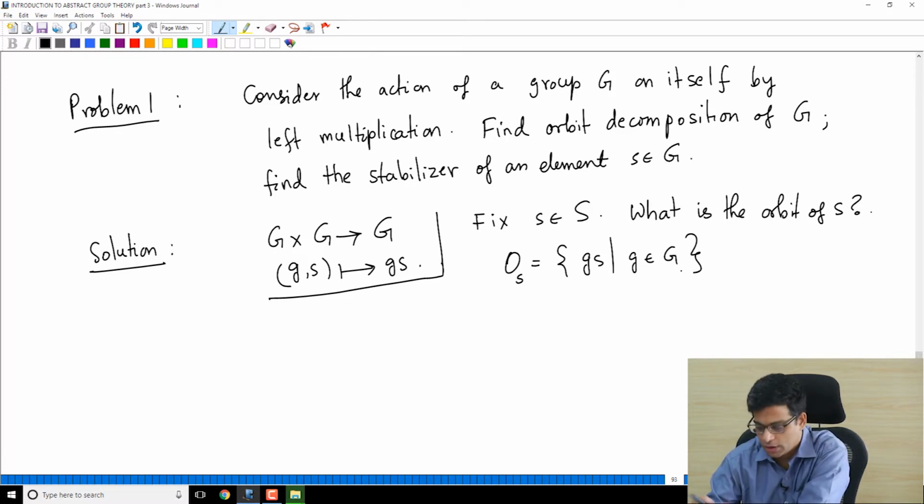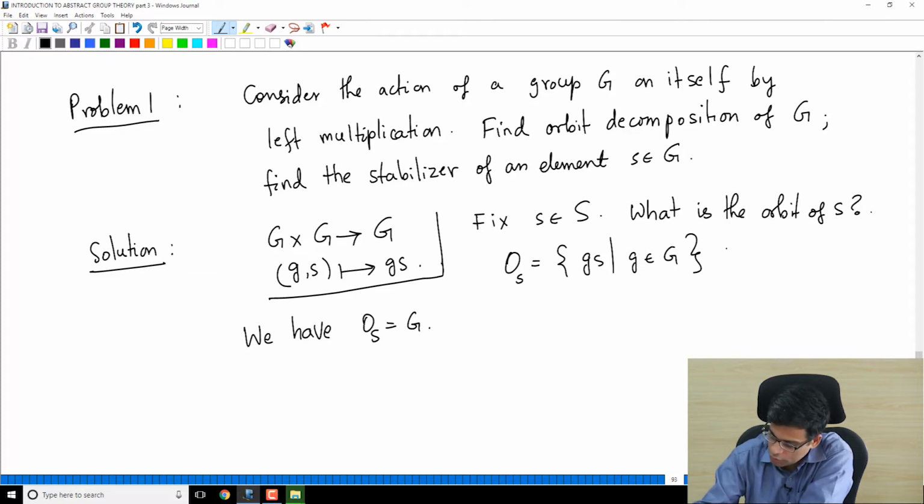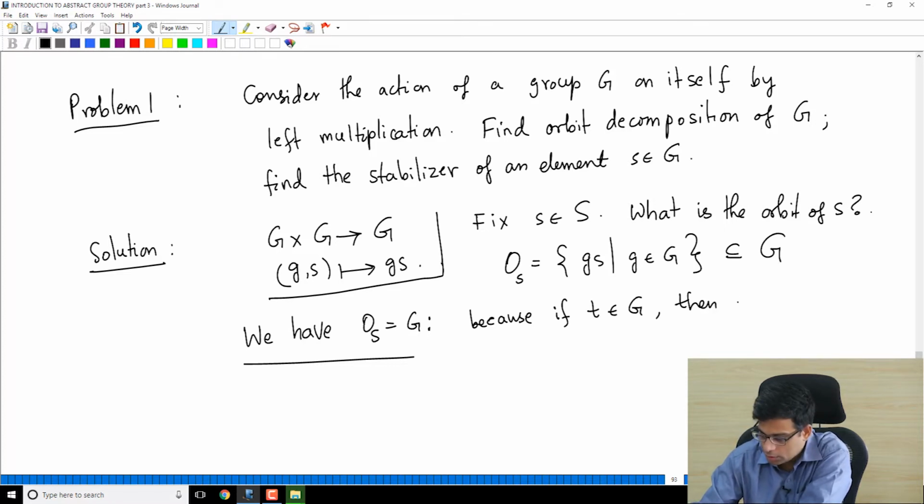Now this is something that I have implicitly done several times, but the point is this is equal to G. So of course the orbit is contained in G always, G being thought of as a set here, but in fact the orbit is equal to G, because if T is in G, we want to find a group element G such that G times S is equal to T. So what should that be?